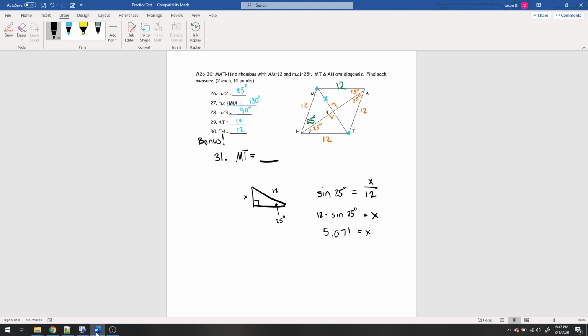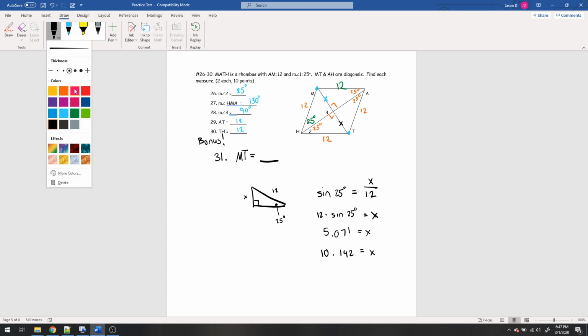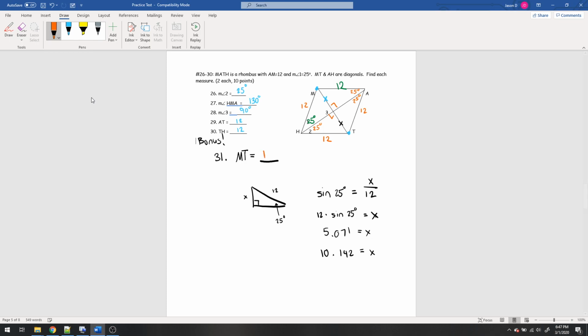But MT is twice X. If we double that value, we're going to get 10.142. It might actually, in reality, round up to 3 because of how we had rounded the trig function, but I'm not too concerned about that difference of a thousandth. That's not really that big of a deal. So that whole diagonal is equal to 10.142.